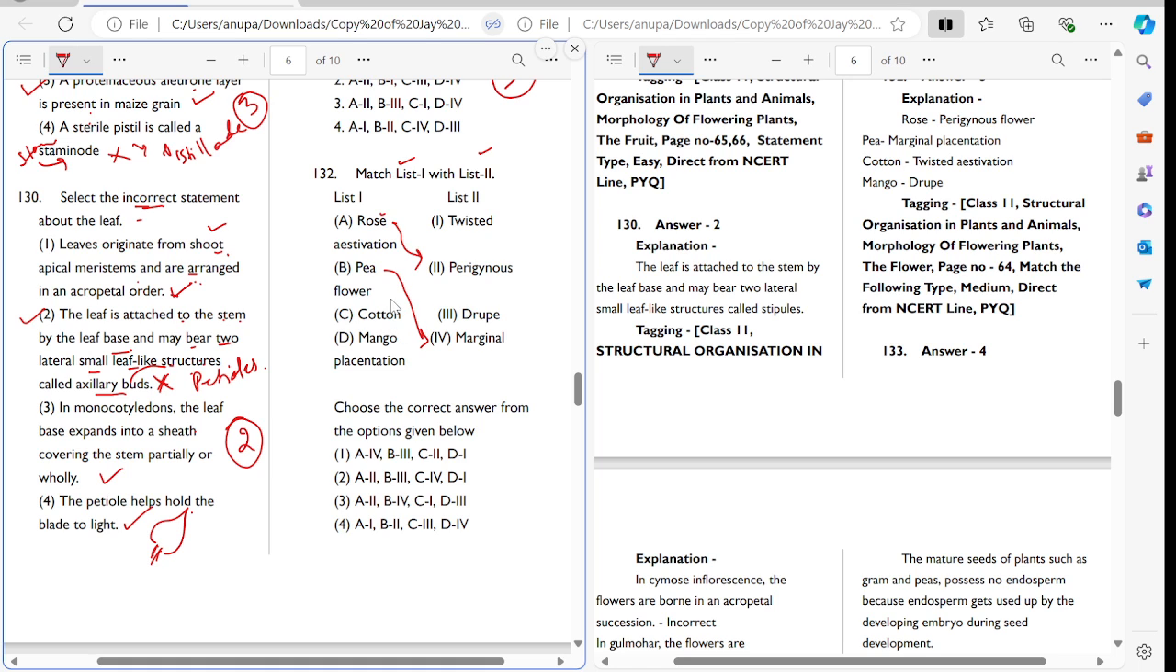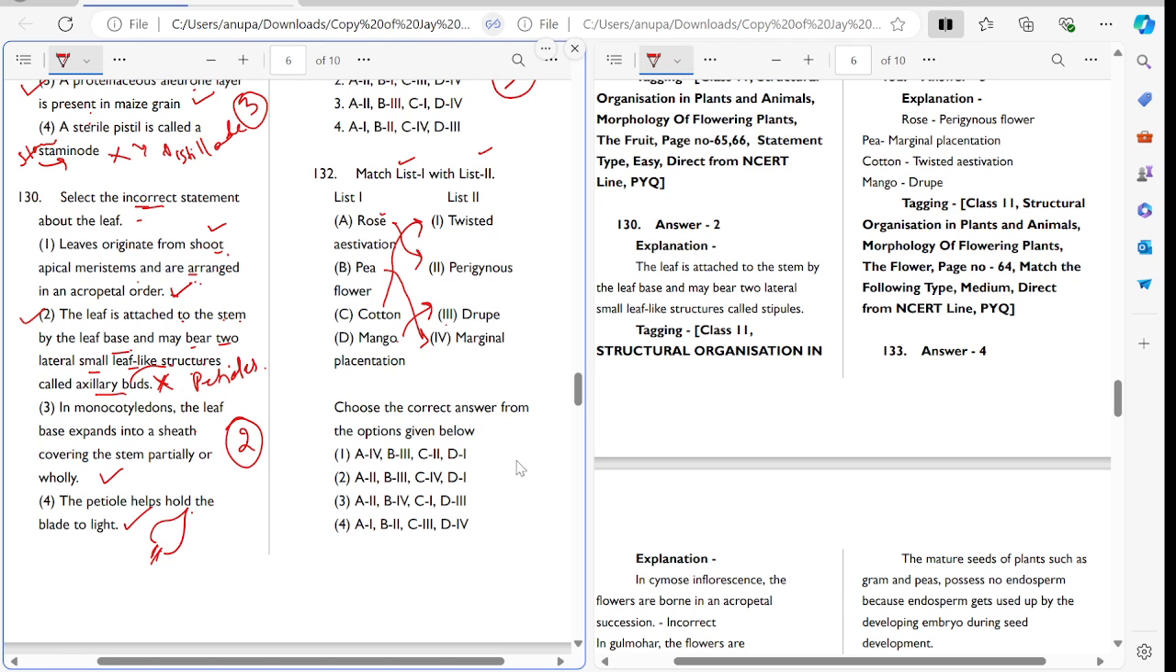And third is cotton, and in cotton we know that twisted aestivation is found. So we will match cotton with twisted aestivation. And D is mango, and mango, we know, is a type of drupe fruit. So D will match with 3.